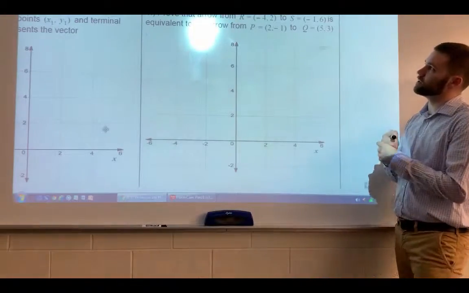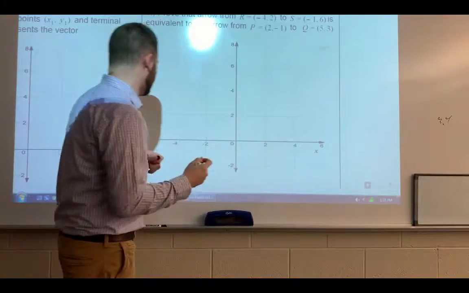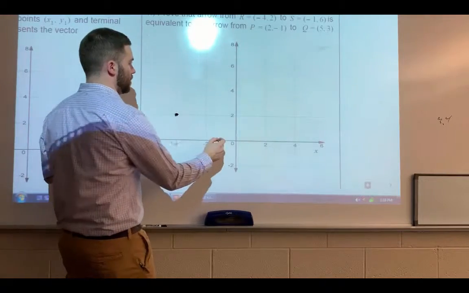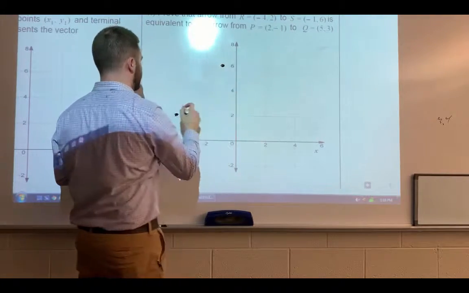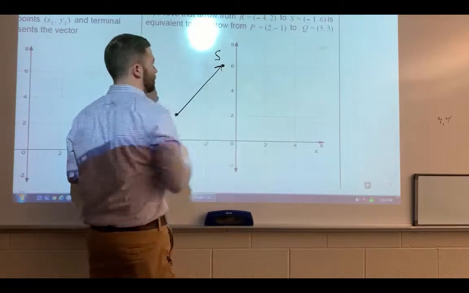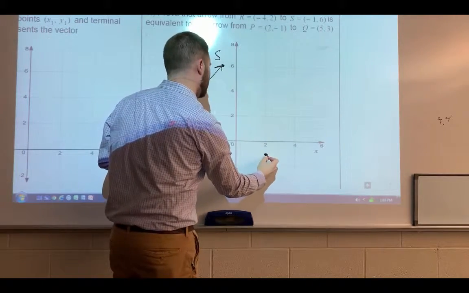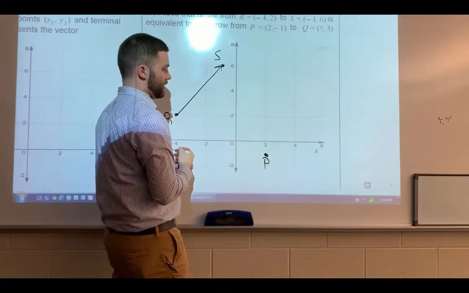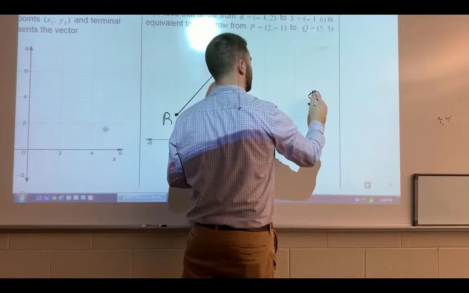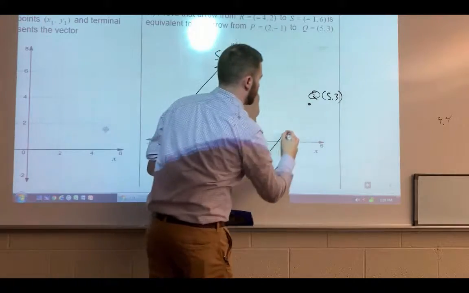Okay, let's show that these two vectors are equivalent. RS and PQ. So let's draw R as at -4, 2. So -4, comma 2. S is at -1, 6. -1, 6. So that's here. So that's R, that's S. Okay, and then PQ is from 2, -1, so over 2, down 1. That's point P to Q, which is at 5, 3, so 5, 3. Right, and so that vector, we want to show that it's equivalent.